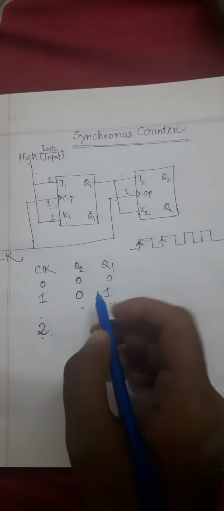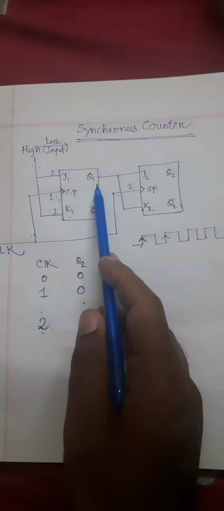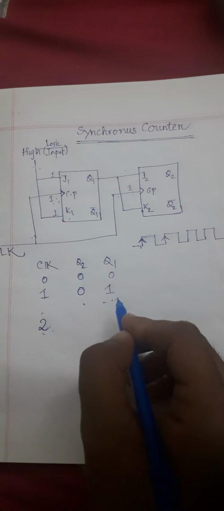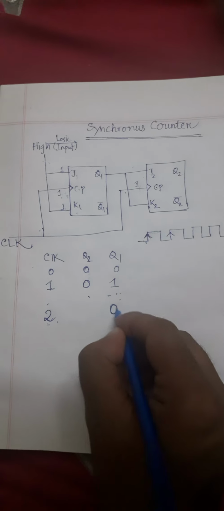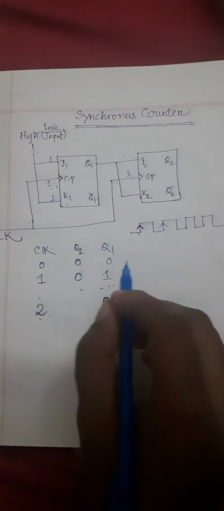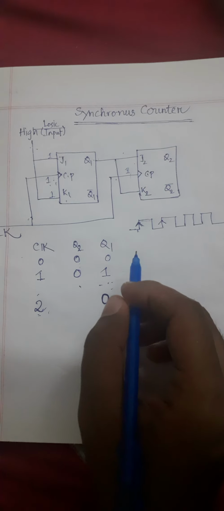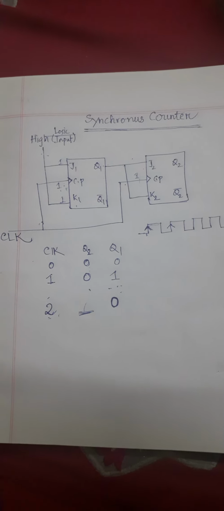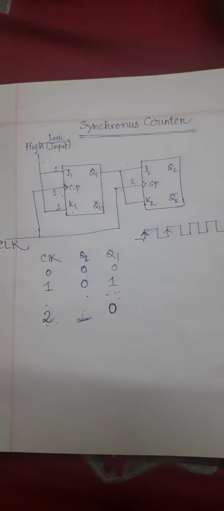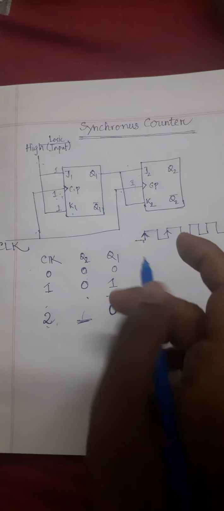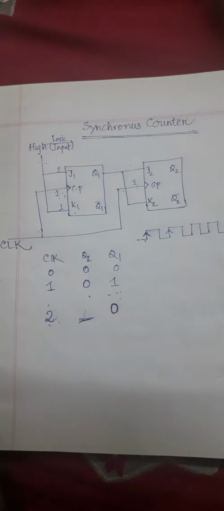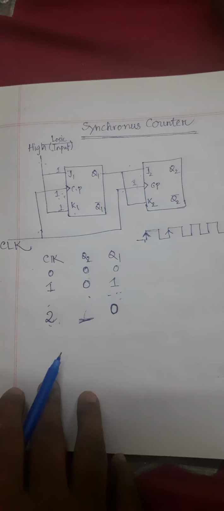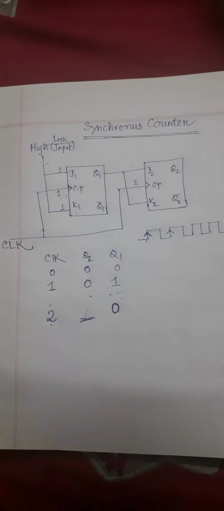So Q1 previously had a value of 1. Now it will have a value of 0. What about Q2? Can you tell what will happen to this value? What will happen to Q2? Can you tell?